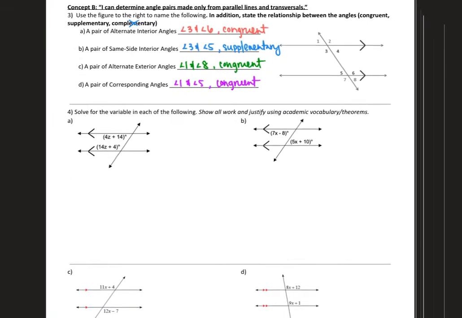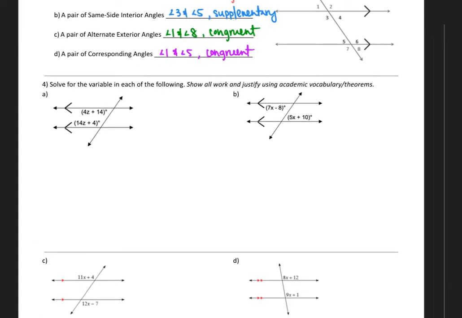All right, number 4, we're solving for the variable. We're going to show work and justify using academic vocabulary and theorems. So starting with A, first we need to figure out what angle pair. These are on the same side of the transversal, and they're both on the inside. So these are same side interior. Remember that same side interior angles are supplementary, which means we're going to set it up, adding them. So 4z plus 14 plus 14z plus 4 equals 180 degrees.